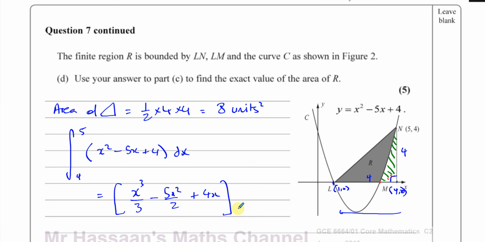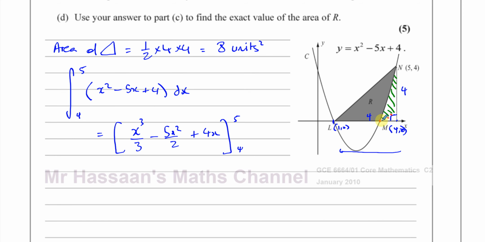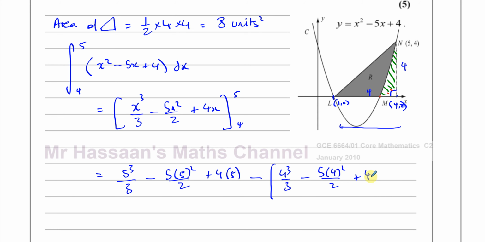Now, when we've got a definite integral, we don't have to put in plus c. So that's the integral of that between these values. If I find that integral, that will give me the area under the curve. Take all that away from 8, and I've got the area of this shaded region. So now let's put the values in. You're going to have 5 cubed over 3 minus 5 times 5 squared over 2 plus 4 times 5, minus, in brackets, 4 cubed over 3 minus 5 times 4 squared over 2 plus 4 times 4, and that should give us our answer.